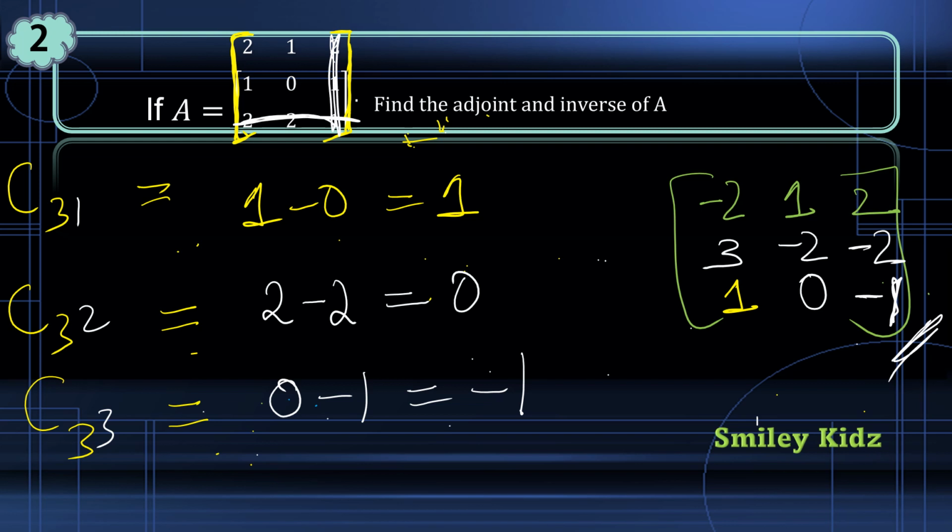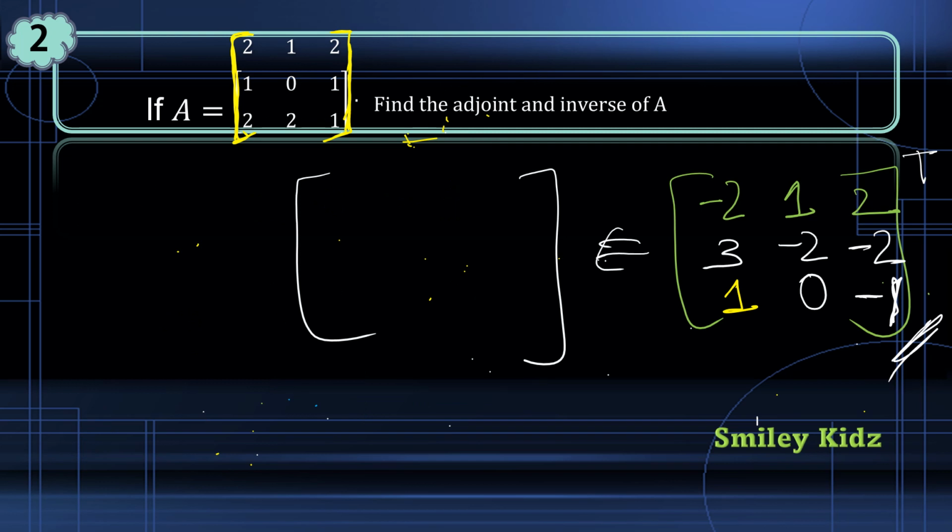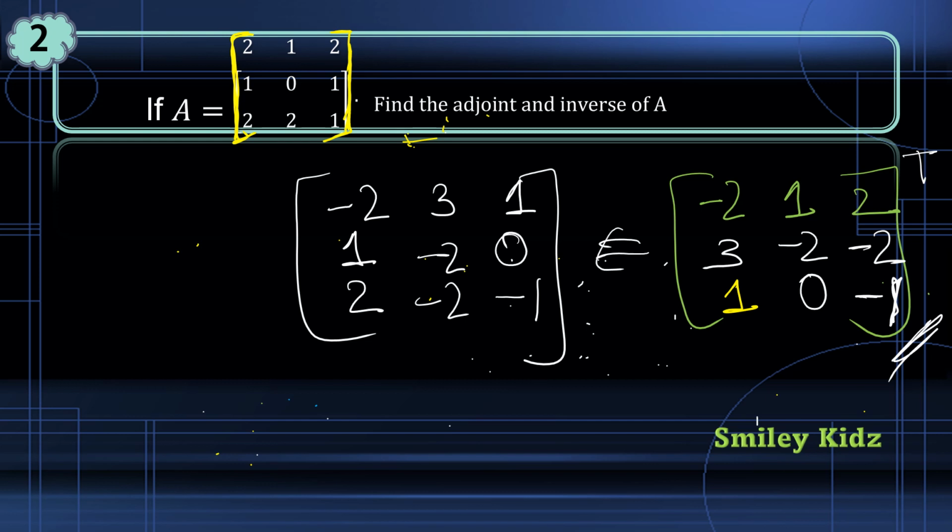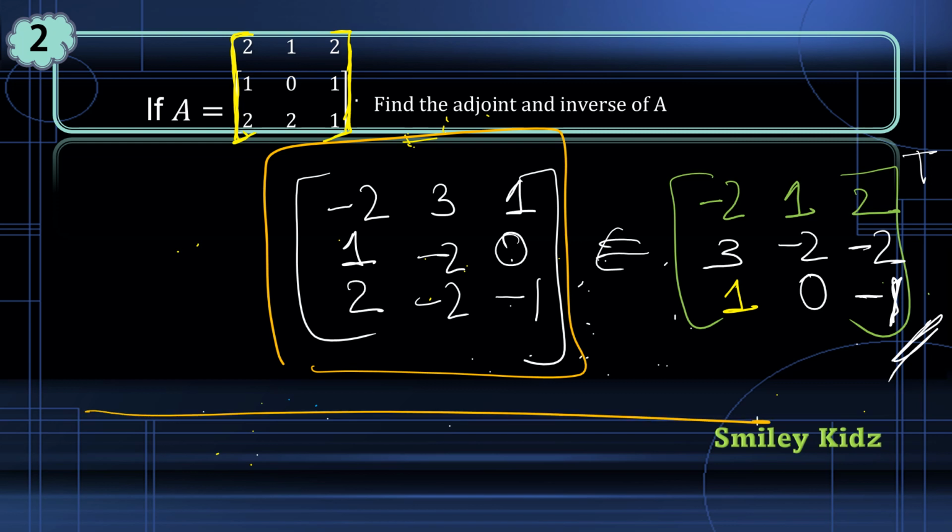Now if you take the transpose of this matrix, you will find out the adjoint. Let's do that. That is gonna be equal to minus 2, 1, 2, 3, minus 2, minus 2, 1, 0, minus 1. This is our adjoint of A. Now in order to find out inverse, it is simply adjoint of A by determinant of A, that is 1.